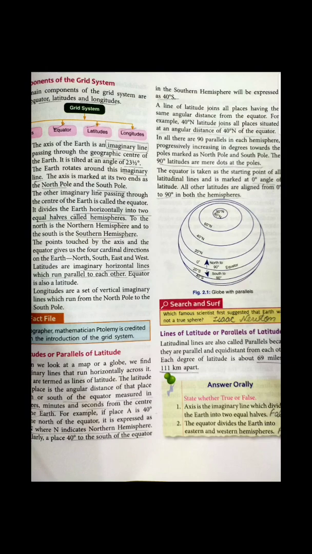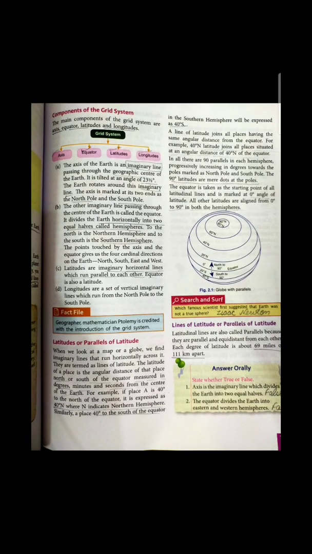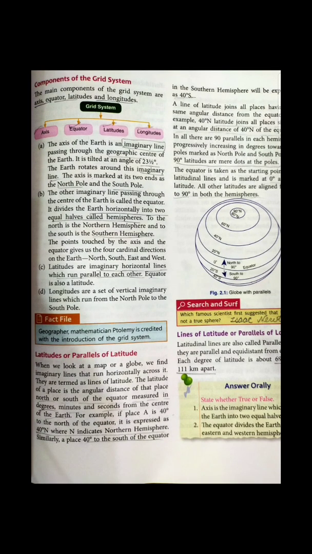Okay, the points touched by the axis and equator give us the four cardinal directions. What are those cardinal directions? We are all aware of the directions: north, south, east and west. Further, we came to know about latitudes and longitudes. These are also considered imaginary lines. We are going to understand how the latitude and longitude lines look in the further content.